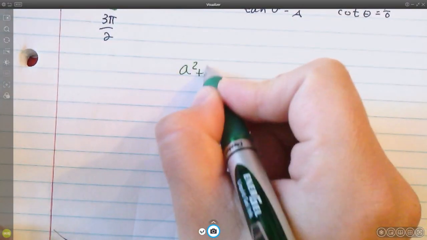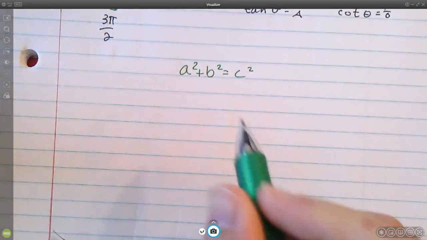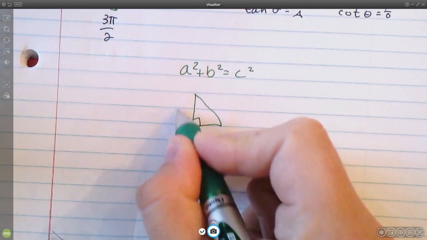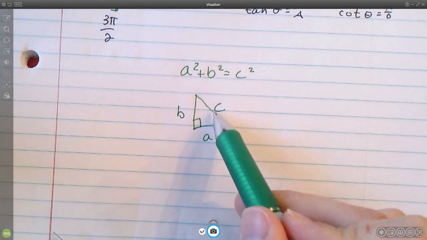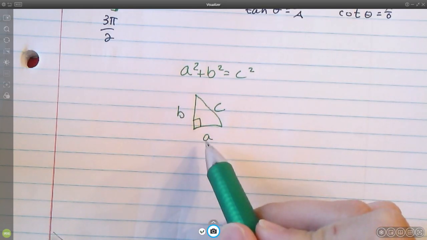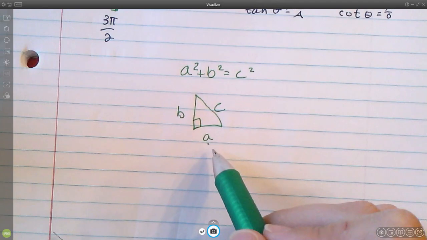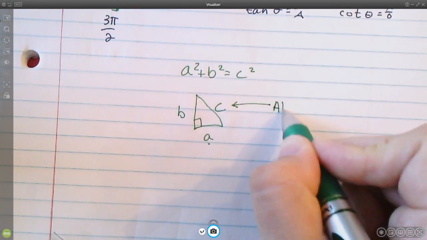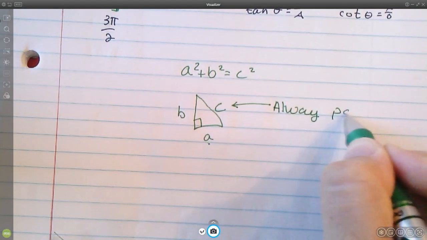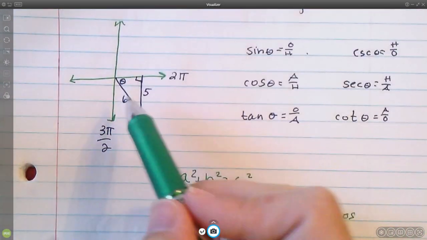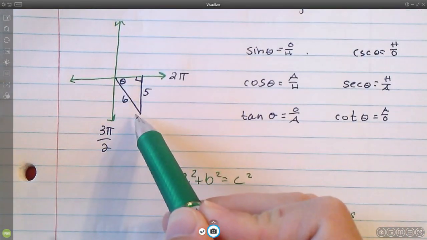So let me show you something really quick. Let's pretend you have a squared plus b squared equals c squared. So if you have this right triangle, here's a, here's b, here's c. To find c, you're going to take this number squared plus this number squared. If you square two numbers and add them together, it's always going to be positive. No matter what, positive. Always. Your hypotenuse is always positive. So when I look up here, this is positive.